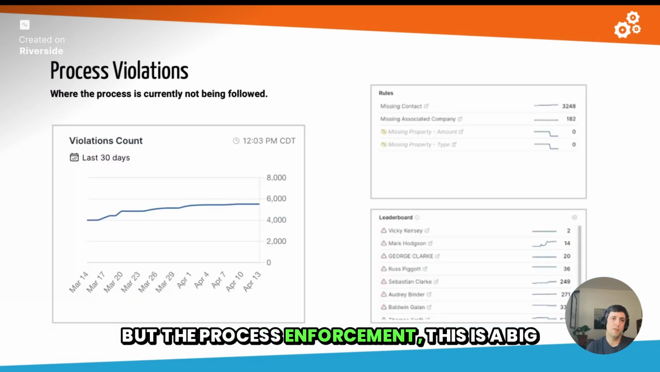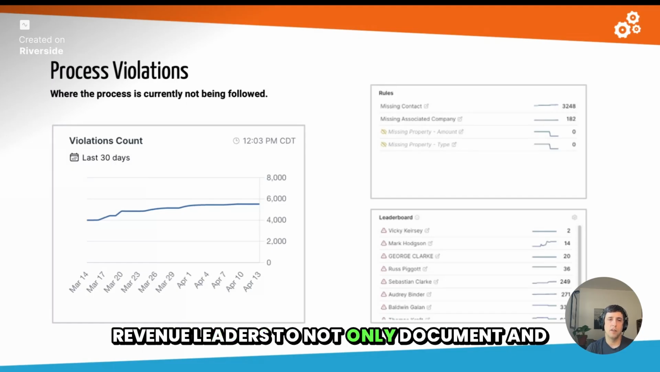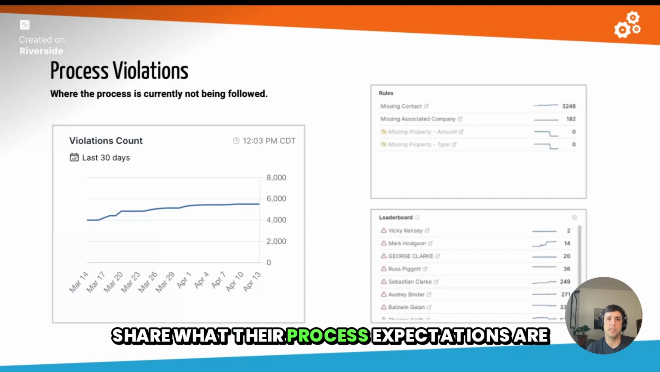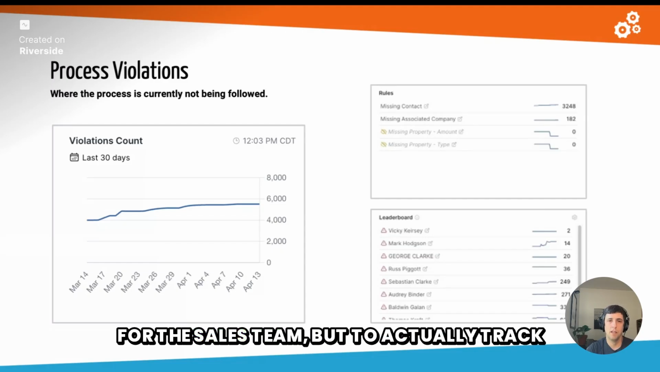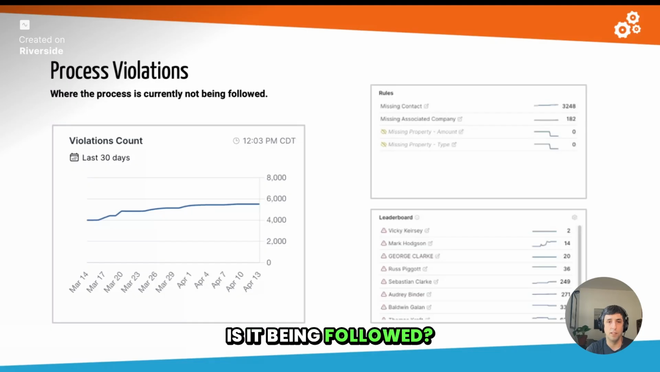But the process enforcement, this is a big one, especially with bigger sales teams. It is a real challenge for sales leaders, revenue leaders to not only document and share what their process expectations are for the sales team, but to actually track how is that process being followed? Is it being followed? Where is it being followed? Where is it falling off?